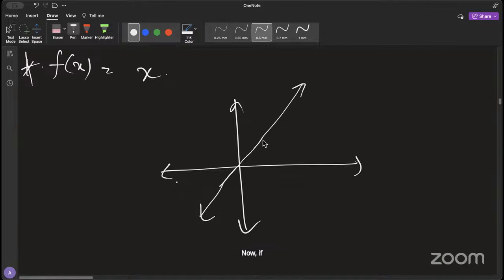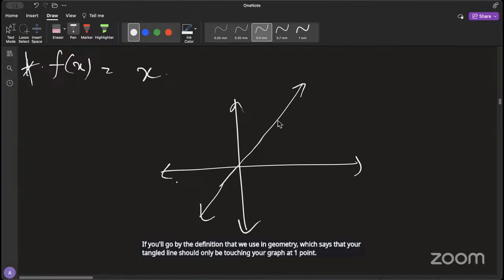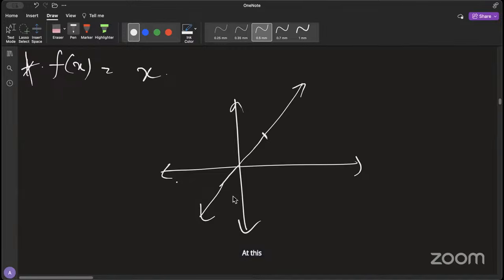Now, if I were to find the tangent to this graph, and you go by the definition that we use in geometry, which says that your tangent line should only be touching your graph at one point, then by that logic you wouldn't have a tangent line to this graph, right? Can you have a line that only touches this curve at one point? Let's say at this point, I want a line which touches and then crosses. That's it. So the tangent line to this curve is the line itself. If you were to find a tangent line to this line, then it's this line itself.